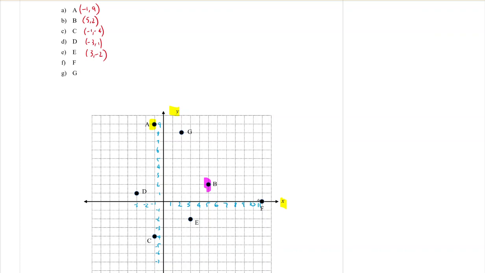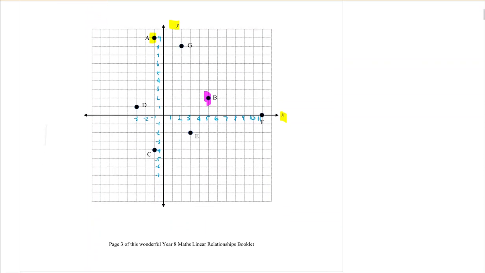F, which is hiding over here on the far right hand side, the x value is 11, and because it doesn't go up or down off that axis, the y value would be 0. So it's (11, 0). And G, up the top here, x value is 2, y value is 8. So (2, 8). Okay, that's it. That's what we're practicing today.